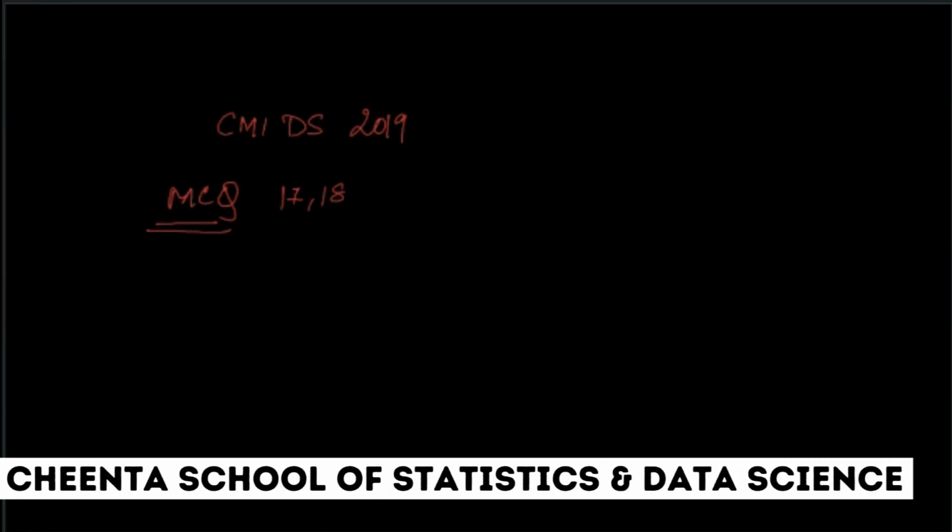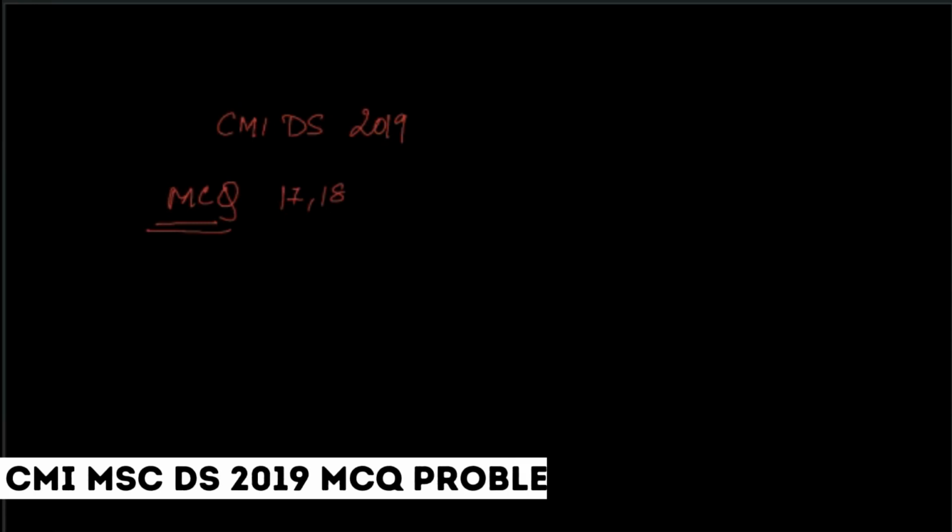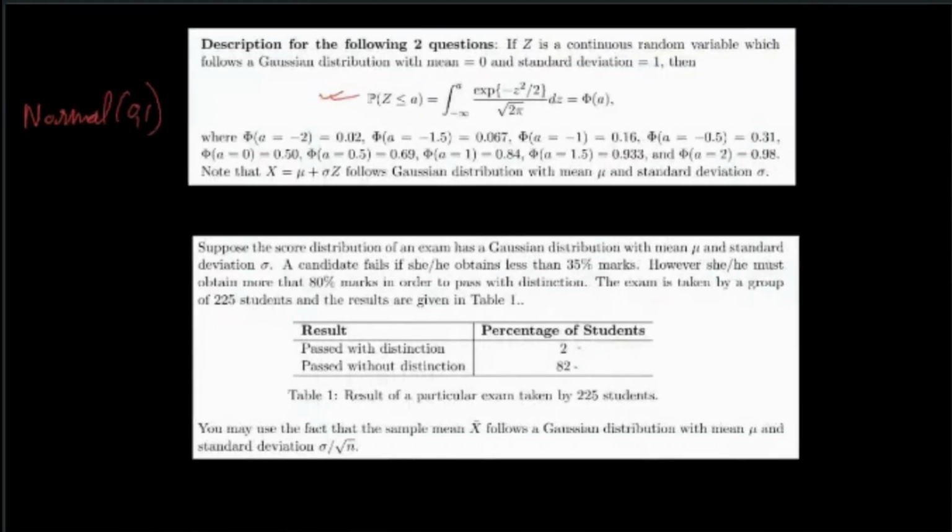So we'll be looking at the solution of two very interesting problems from the CMI 2019 exam, the MCQ part, specifically question number 17 and 18. Both these questions focus on probability and statistics. We'll be exploring two very salient concepts in these questions that you should look out for when trying to solve problems in these patterns. Right? So let's look at the question.